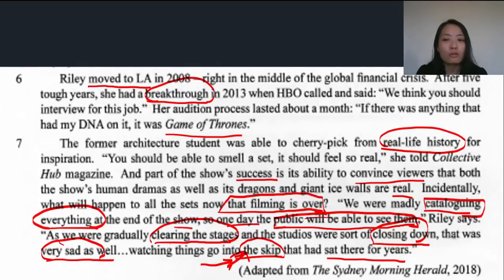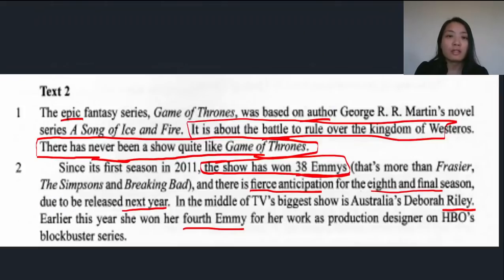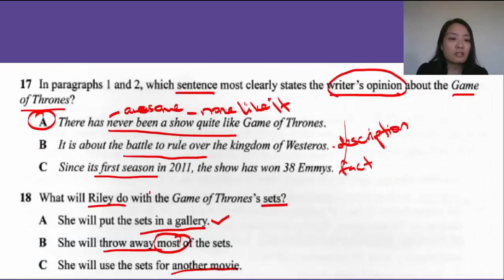Okay, the first option looks more wrong because it says here, yes, although she's going to catalog everything, but maybe not everything. And this is about the set. It's asking about the set. All right, the set includes the stage or the studio, which will all go into the skip, which I showed you earlier. So that makes her feel very sad. So now you know that the answer is probably B here lah. It's going to be thrown away most of it and not to put in a gallery. Most of it. Only some special ones will be put in the gallery.